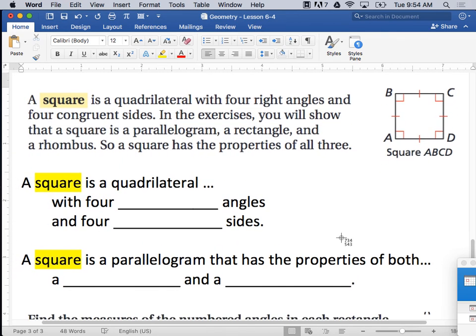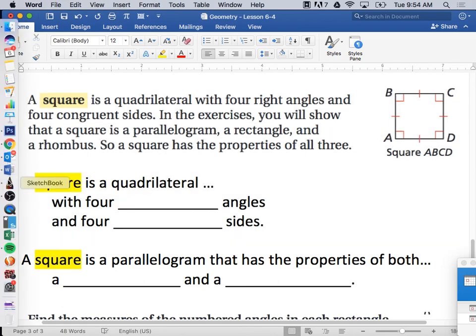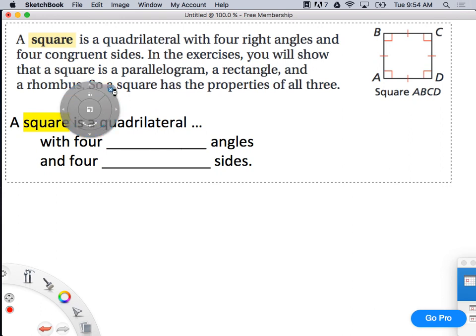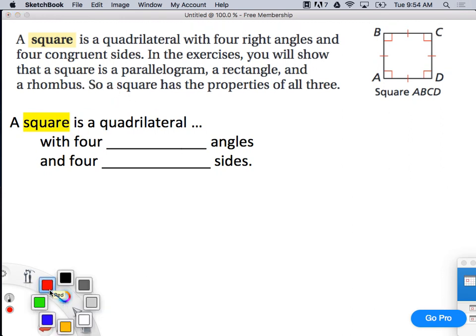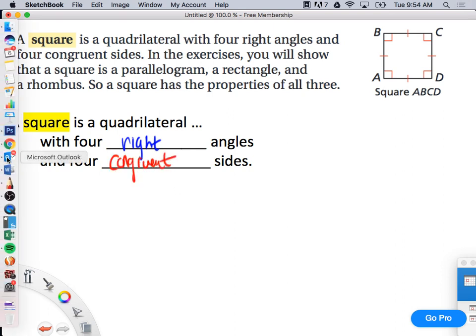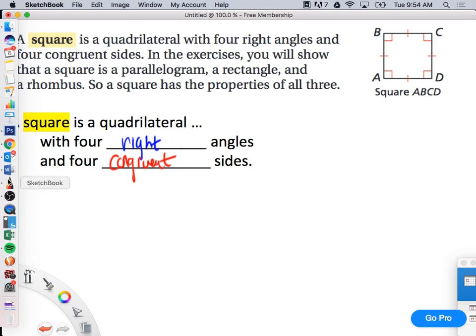So go ahead and fill that blank in. Should I continue or wait? Just wait. They're both right. No. So, congruent sides. It's 4 right angles rather. 4 right angles and 4 congruent sides. Okay? So a square is a quadrilateral with 4 right angles and 4 congruent sides, and you take a look at that picture and you see it symbolically.